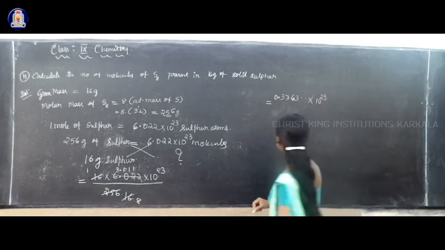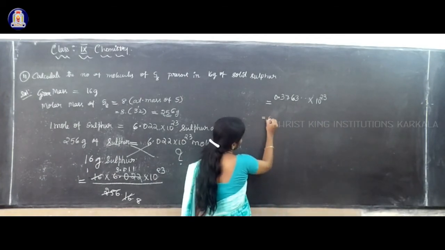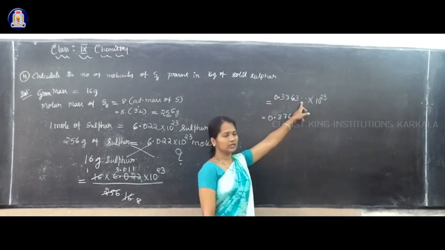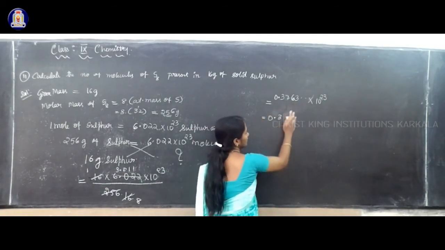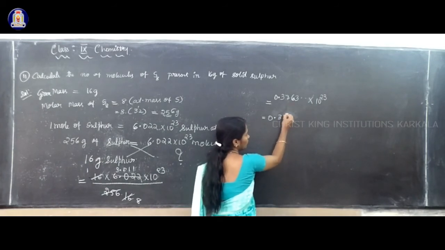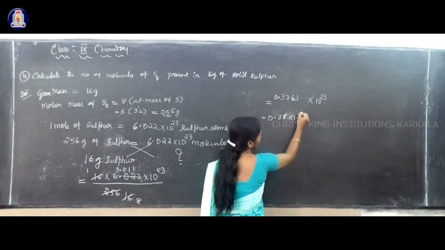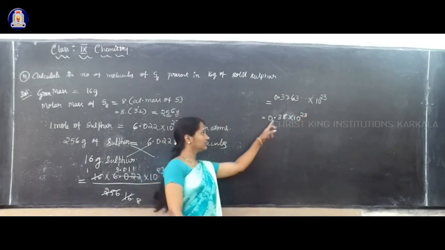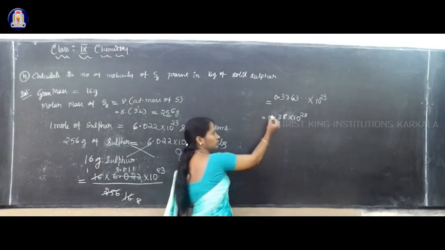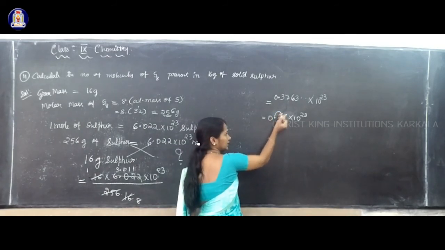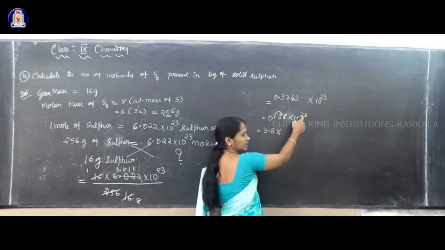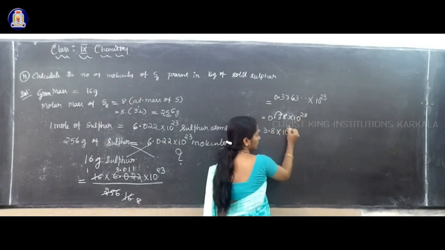So I can take it as 0.376 only, because it is a continuation, or I can take it as 0.38 into 10 to the power 23. Suppose if you want to write 3 point something, if you want to shift this decimal place, you can write it as 3.8 into 10 to the power 22.